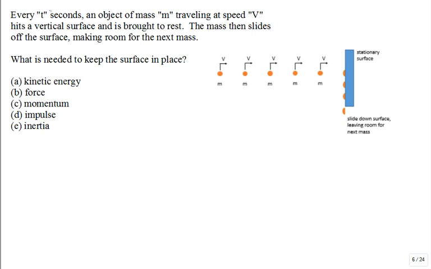Every t seconds, and think of t as like 3 or 5 seconds or 20 milliseconds, some amount of time, an object of mass m, 2 kilograms, half a kilogram, 0.1 kilogram, traveling at speed v, 30 meters per second, 2 meters per second, whatever, hits a vertical surface and is brought to rest. The surface is stationary. It's not moving. Under the influence of gravity, the little chunks of mass slide down off the surface and leave room for the next mass behind it to impact it. Boom, boom, boom. Okay?